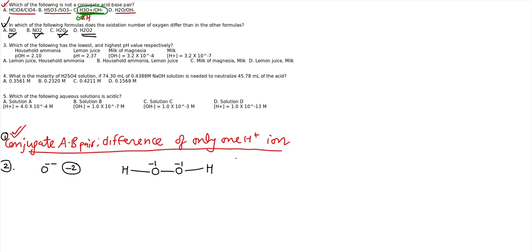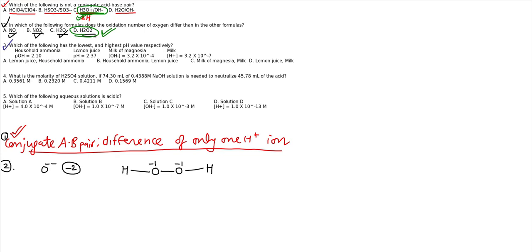In a peroxide bond, oxygen has an oxidation number of -1, which is different from the other 3 choices. So the correct answer for the second question is the fourth one: H2O2 has a peroxide bond or peroxide linkage. That's why the oxidation state of oxygen will be different here than in the other 3 compounds, where oxygen is present just in the form of oxide. Okay, so now we are coming to the third question.